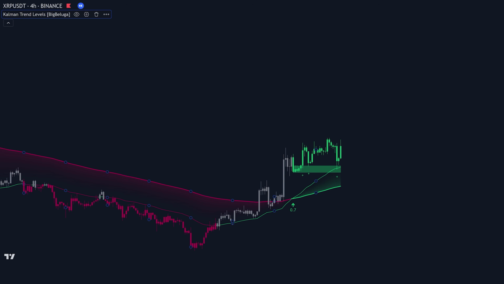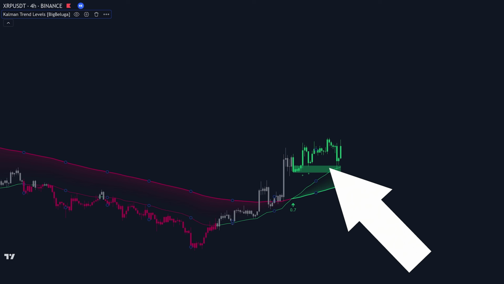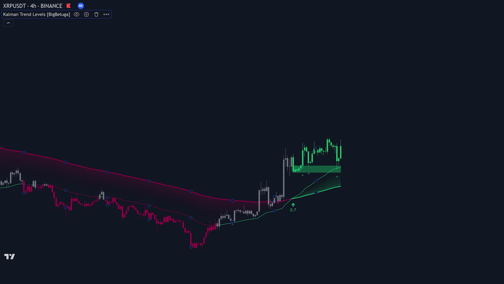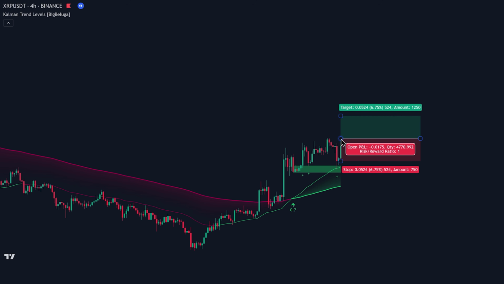Now, pay attention to the green support box that forms on the chart. What adds strength to this setup is the retest of the support level, indicated by the green markers on the chart. This confirms the validity of the support zone. The entry point for the buy trade occurs right after the price bounces off the support level and starts moving upward with strong bullish candles.